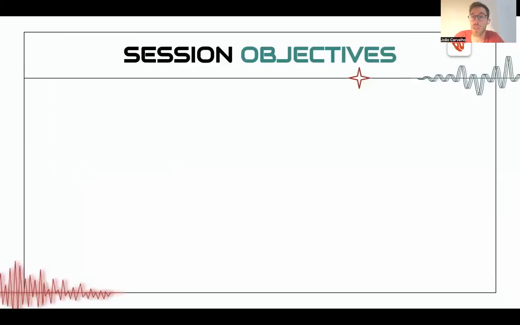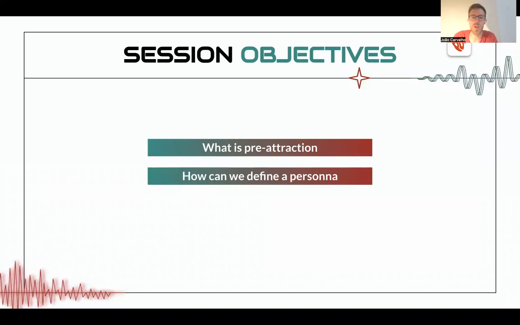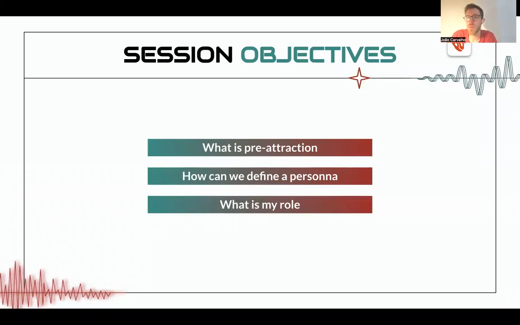So, what are the objectives of this session? It is for us to understand what is a pre-attraction, how can we define the persona, what is a persona, and what is my role in this?